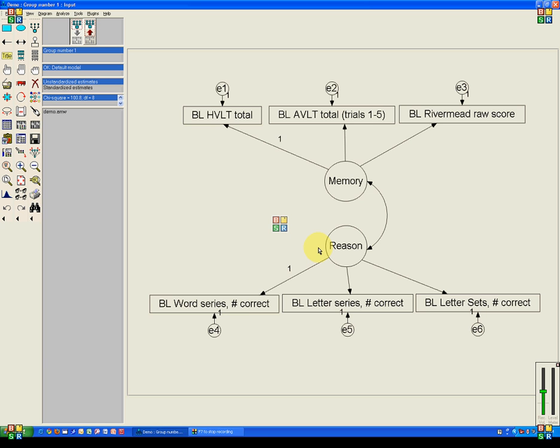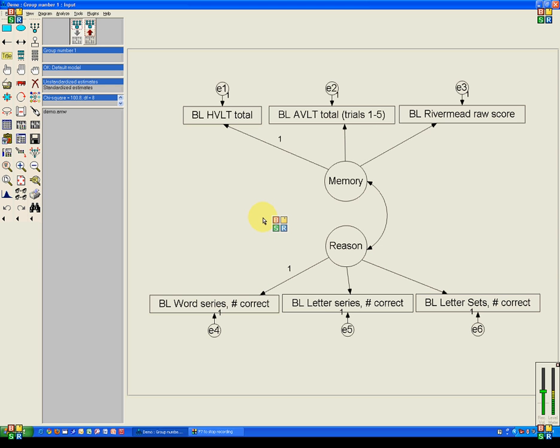Quick demonstration of finding and changing correlated residuals in AMOS. So this is the model that we left off with. It's the memory and reasoning model that has a correlation, a fit of chi-square 100.8. So how do we find the correlated uniqueness?